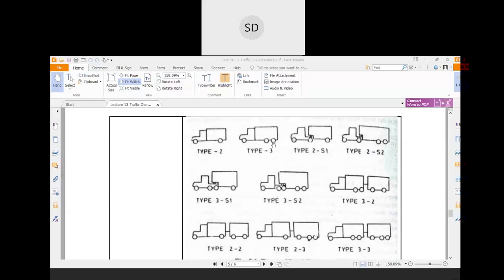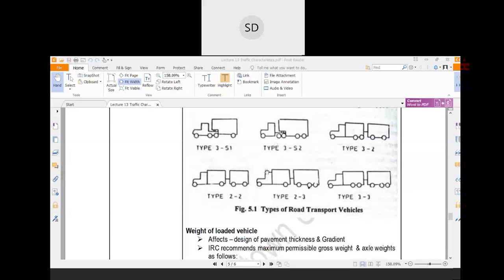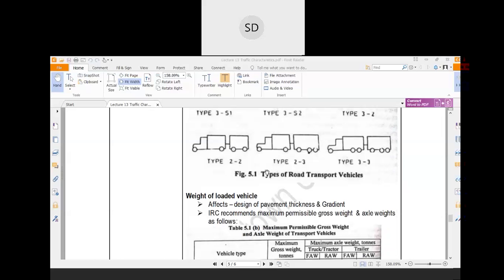Now, coming to the next question, there are different types of vehicles which you will consider whenever designing a road section. These are the different vehicle types, and according to the vehicle type, there are different standard weights associated with those vehicle types. Now, the weight of the loaded vehicles affects the traffic and road in different dimensions. It affects the design of pavement thickness and gradient.